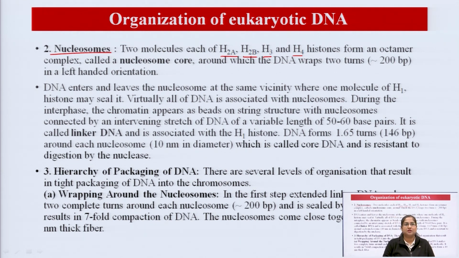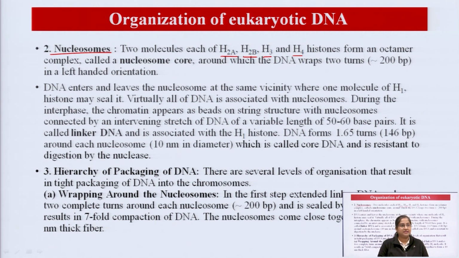During interphase, the chromatin appears as a bead-on-string structure with nucleosomes connected by an intervening stretch of DNA of variable length, 50 to 60 base pairs. It is called linker DNA and is associated with the H1 histone. DNA of 1.65 turns, that is around 146 base pairs, wraps around each nucleosome, 10 nanometers in diameter, which is called the core DNA and is resistant to digestion by nuclease.